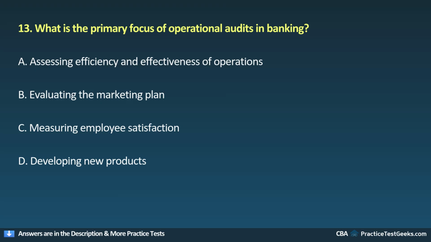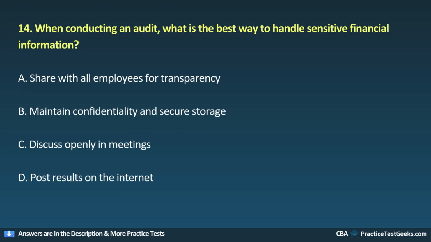13. What is the primary focus of operational audits in banking? A. Assessing efficiency and effectiveness of operations. B. Evaluating the marketing plan. C. Measuring employee satisfaction. D. Developing new products.